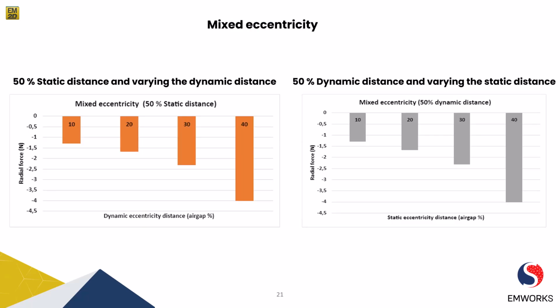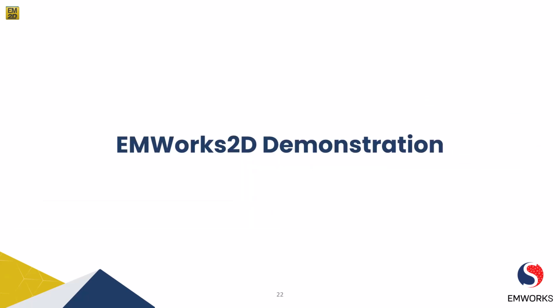So if we look at the results, we can see overall the radial forces increase as the rotor approaches the stator core, and whether it's a mixed combination of static or dynamic, the behavior remains the same. So the forces computed on this tooth, the peak values are the same whether we have a fixed amount of static or dynamic eccentricity. Moving ahead, now we will quickly go through the demonstration of EMWorks 2D software and see how we set up a study with eccentricity analysis.